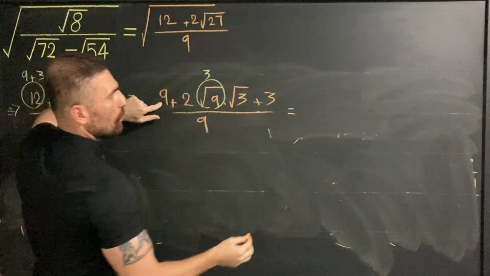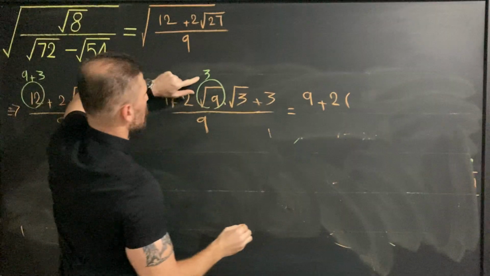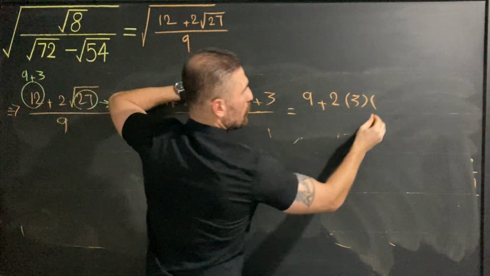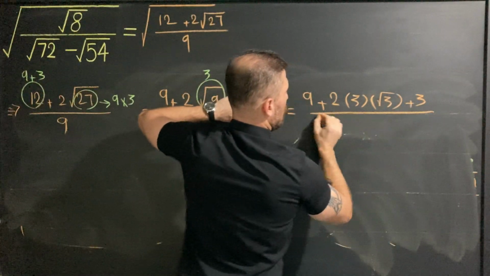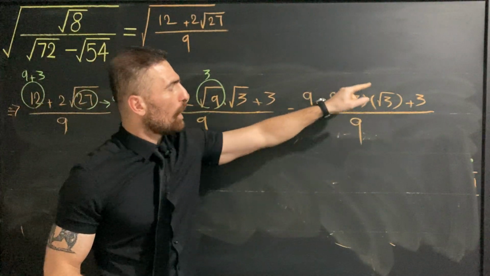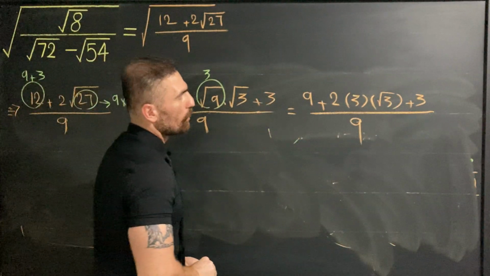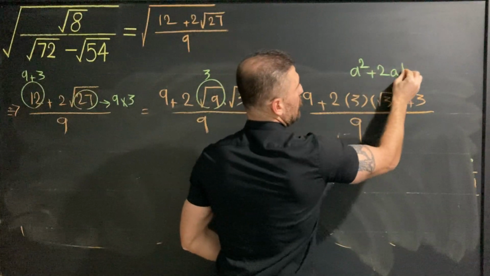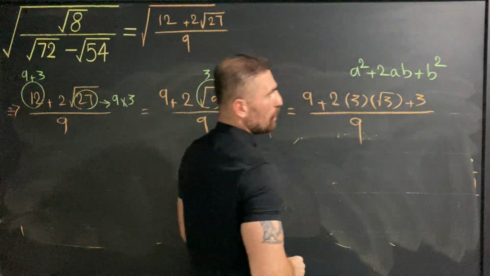So I rewrite it in the form of 9 plus 2 times 3 times this second root of 3 plus 3 over 9. Guys, what is this? Can you notice the same point I see here? Look, can we write it in the form of a squared plus twice of the product of the first term and second term plus second term squared, or not?